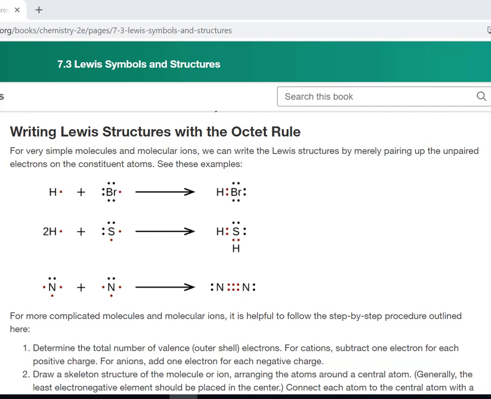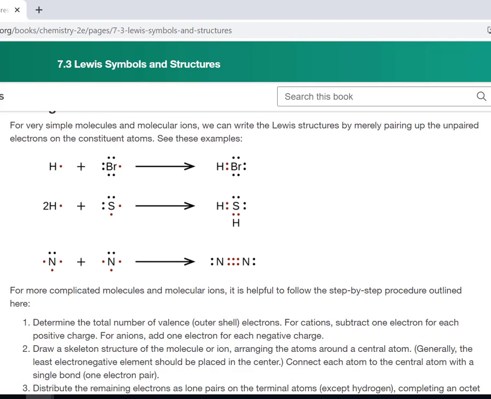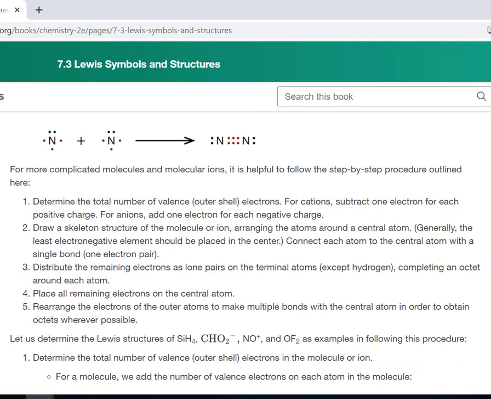This process works for molecular ions as well. So basically polyatomic ions can be determined in this way. So the first step is to determine the total number of valence electrons. Basically you're using the Lewis dot symbols that we had discussed earlier. So you could do that to determine the number of valence electrons.